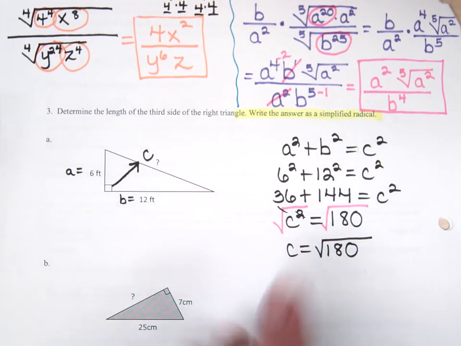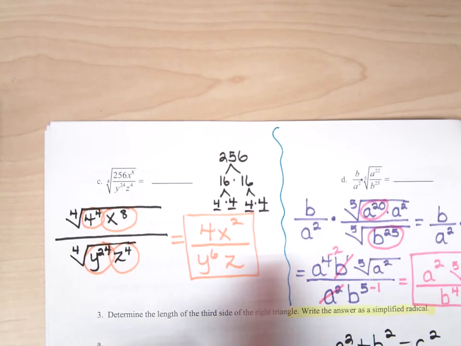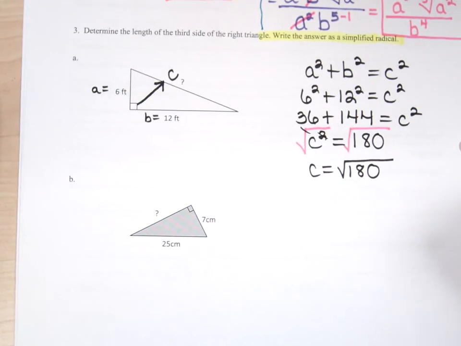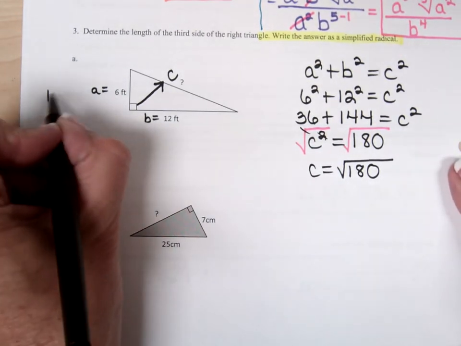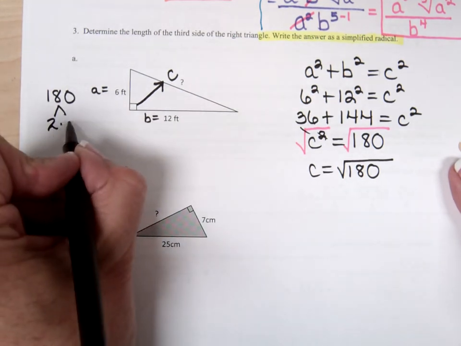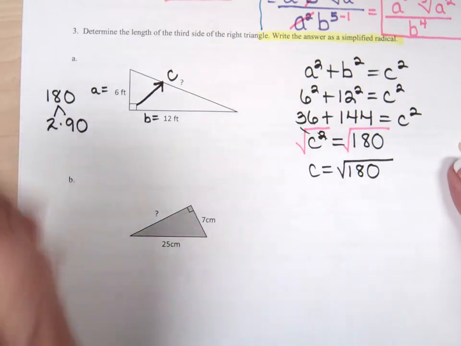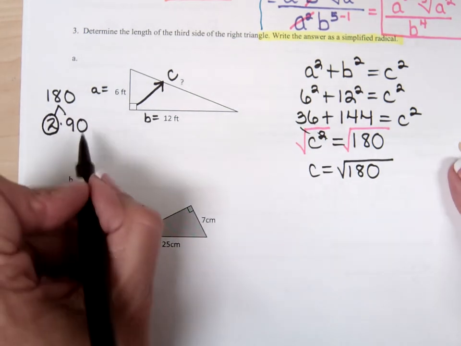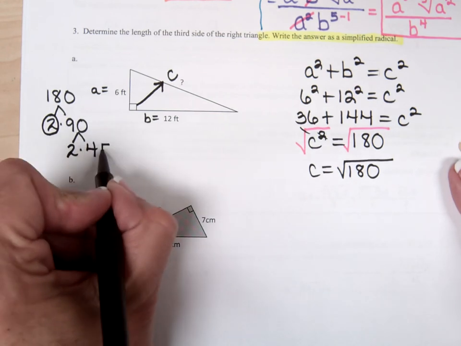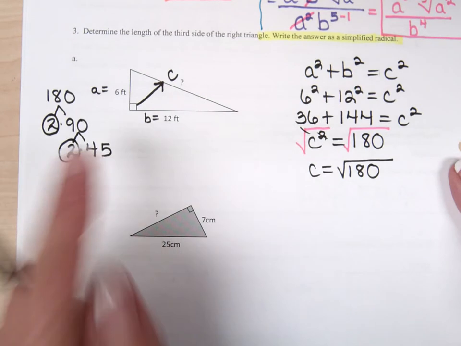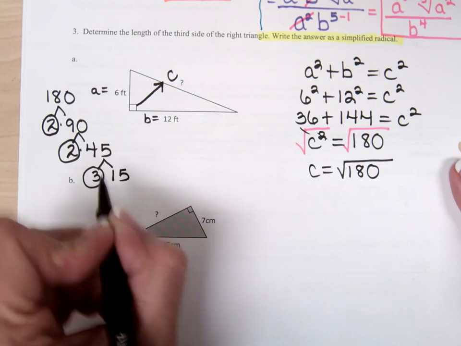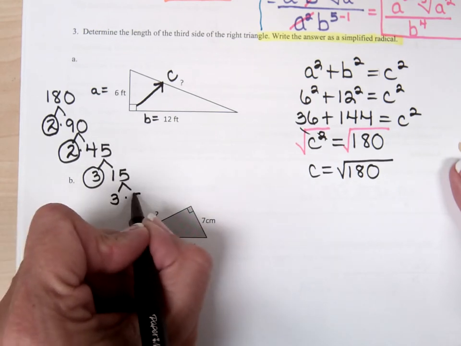Well, we just found out from all the problems we did earlier, to simplify, you need to do a tree. So over here on the side, let's go ahead and factor 180. Seems like we already did it once today, but let's just keep going. So it's even. 2 goes into it 90 times. That one's even, so 2 goes into it 45 times. Now it's not even, so I'm going to try 3. Yep, 3 goes into it 15 times, and 3 goes into that. And those are both prime.